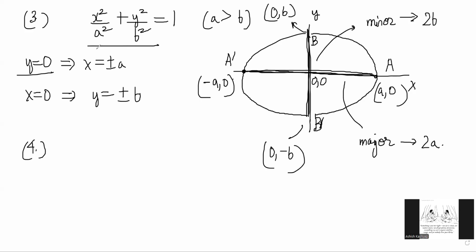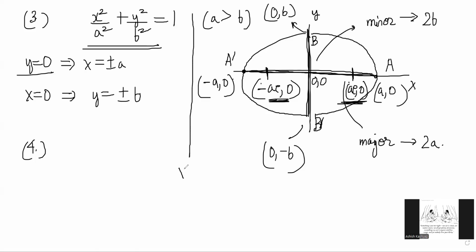Remember when we derived the equation, we already took the focus as (-ae, 0), right? And there is a second focus to this curve, which is at (ae, 0). There are two foci to the ellipse, one at (-ae, 0) and one at (ae, 0). And similarly, there are two directrices. This is the directrix line x is equal to -a/e and another directrix line here x is equal to a/e, right? So ellipse and hyperbola are curves where there are two foci and two directrices.